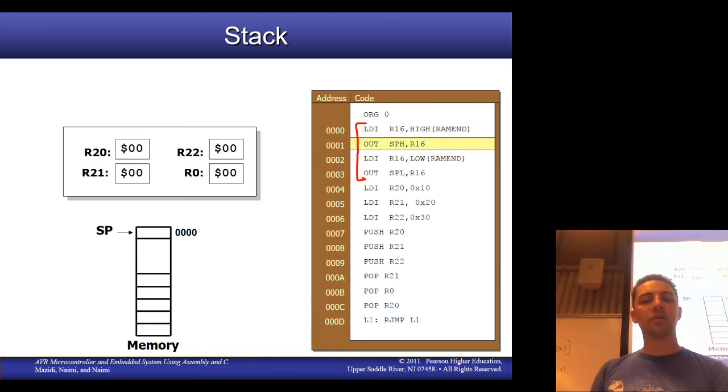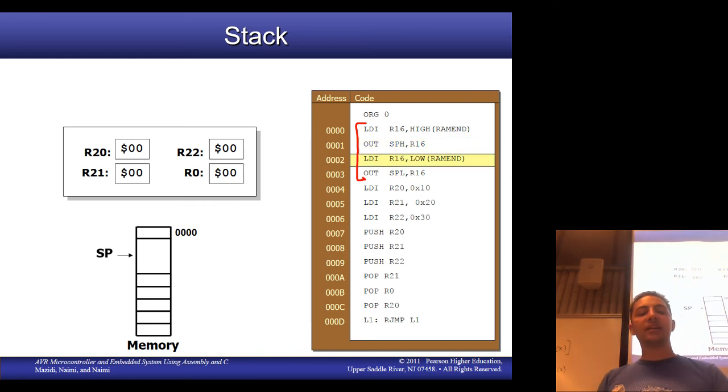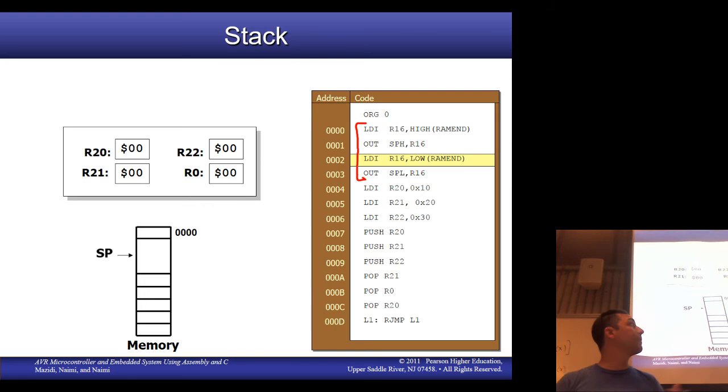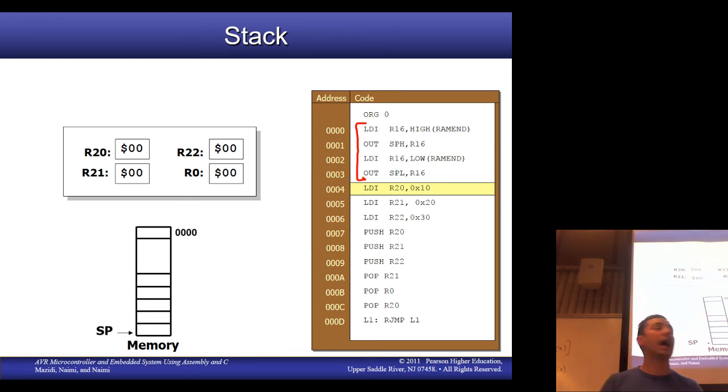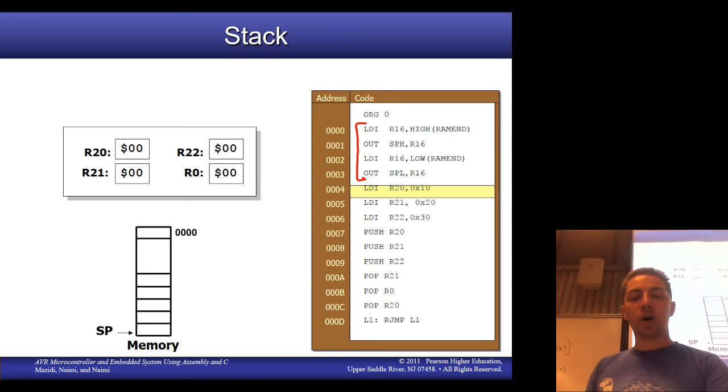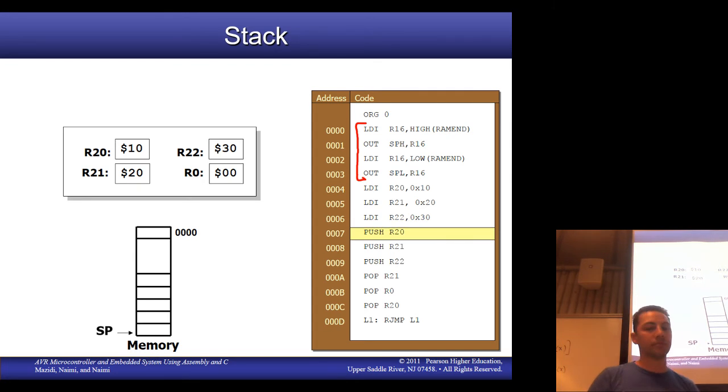So as I execute, first R16 takes on the value and we output. So that sends the high byte somewhere to the middle of memory. We haven't finished updating the whole stack pointer until we update the low byte. Now the stack pointer is pointing somewhere at the bottom of memory. That's almost always where we put it. So now I do a couple of loads. I get some data into some registers, 10, 20, and 30.